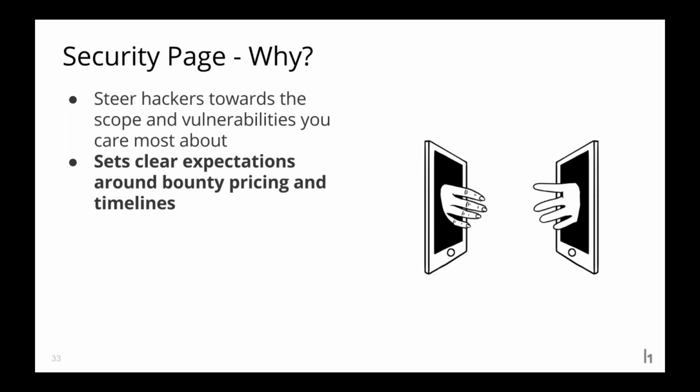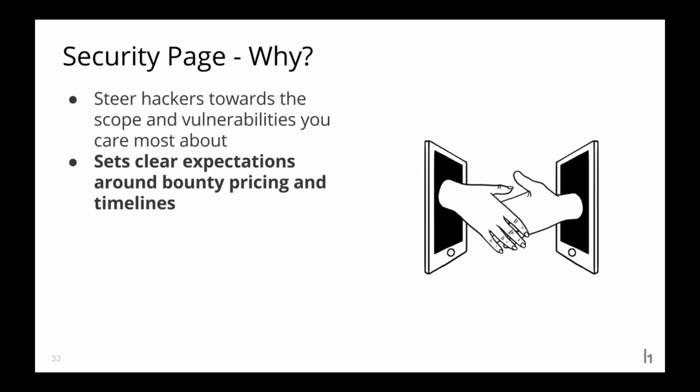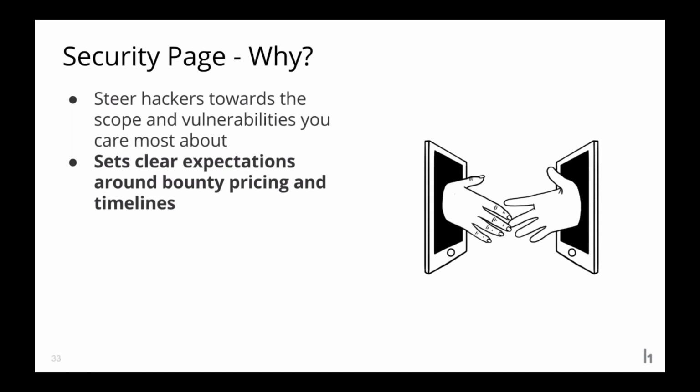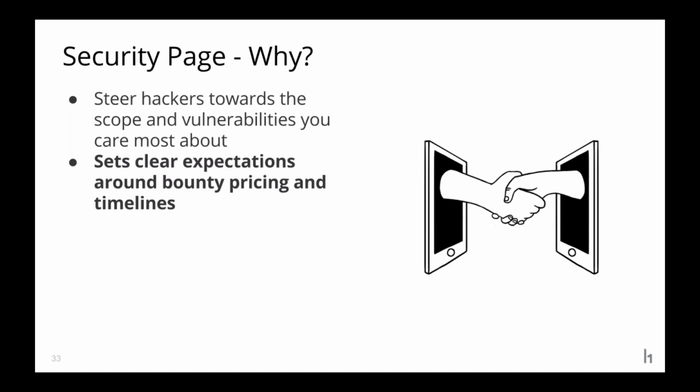Additionally, you want to talk about timelines. One of the biggest things for hackers is how long is it going to take for you as an organization or company to respond to my report? How long will it take for me to get my bounty? And how long will it take for you to fix bugs? If you can set expectations upfront around your normal timelines for all of those processes, it'll make it a lot easier for hackers to have their expectations set appropriately.